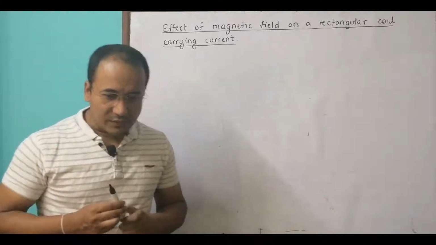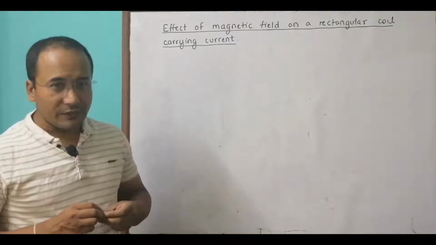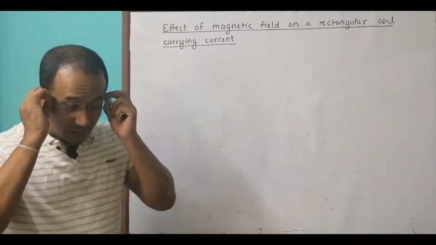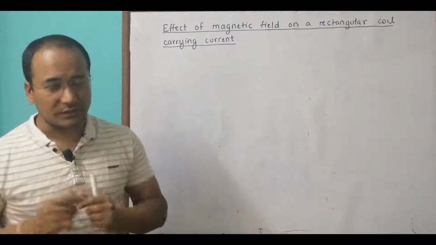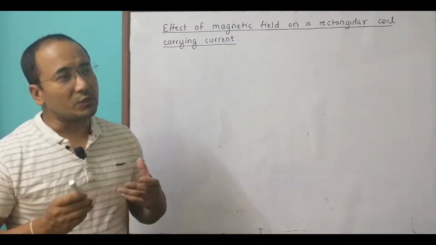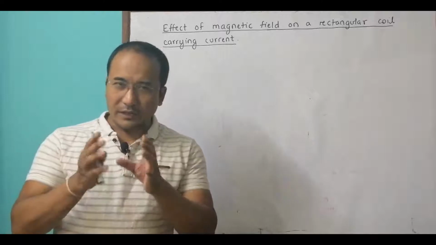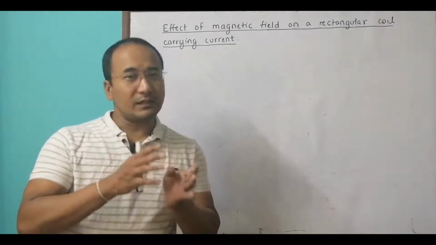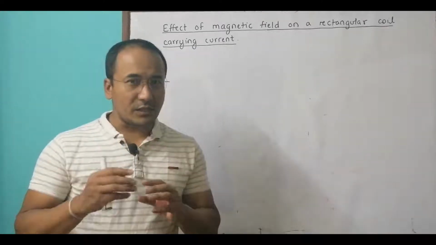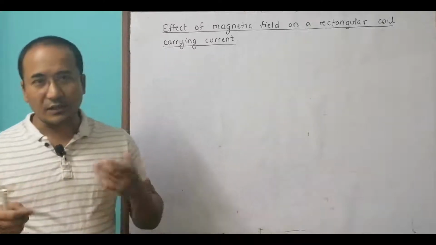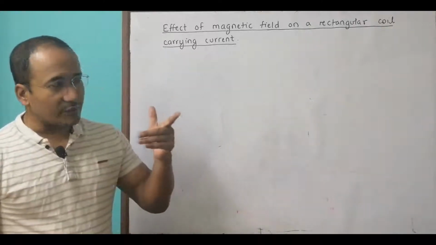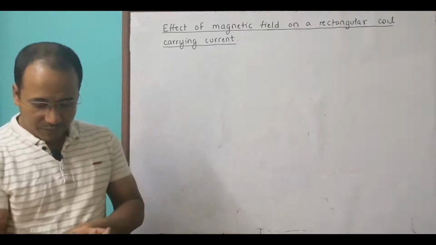Till now we have studied the effect of a uniform magnetic field on a current carrying straight conductor. What we saw was that the interaction of the magnetic field of the conductor and the external magnetic field causes a force, called the Lorentz force, whose direction could be found by the left hand rule of Fleming.